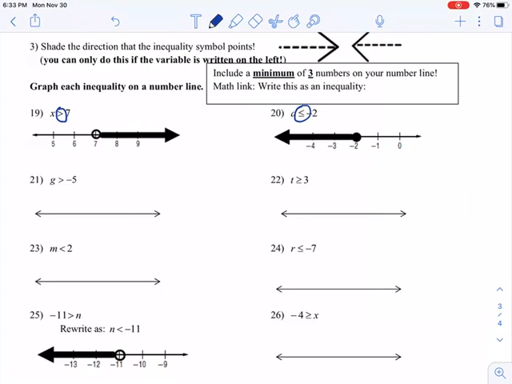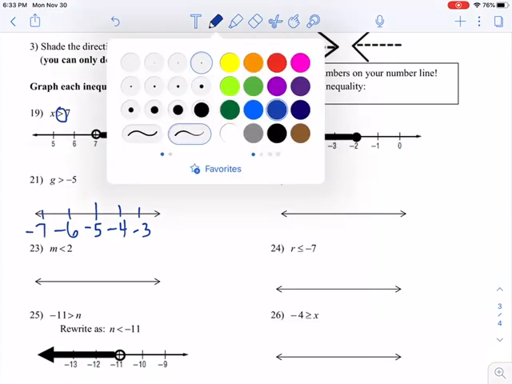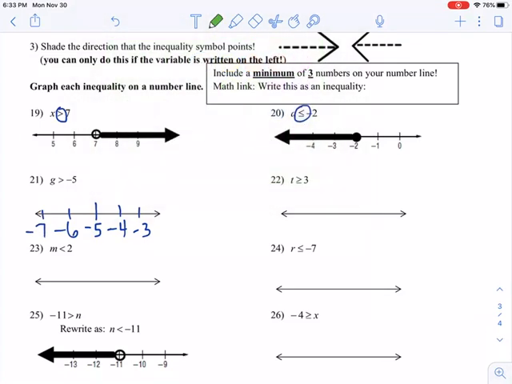So if you look at 21, G is greater than -5. So I'm going to put -5 in the middle, -4, -3 to the right, -6, -7. All right, it is greater than, it doesn't have the line underneath it, so it's an open circle, and greater than goes to the right.